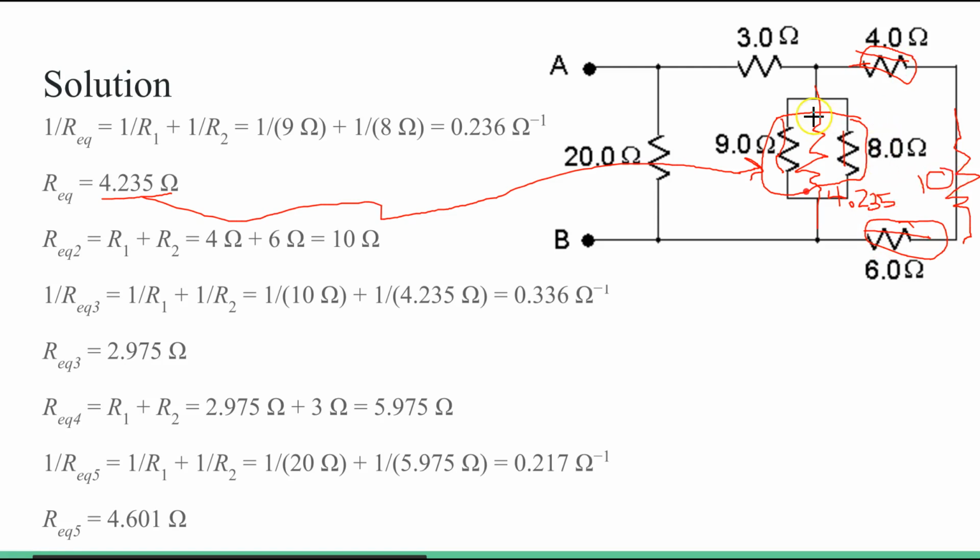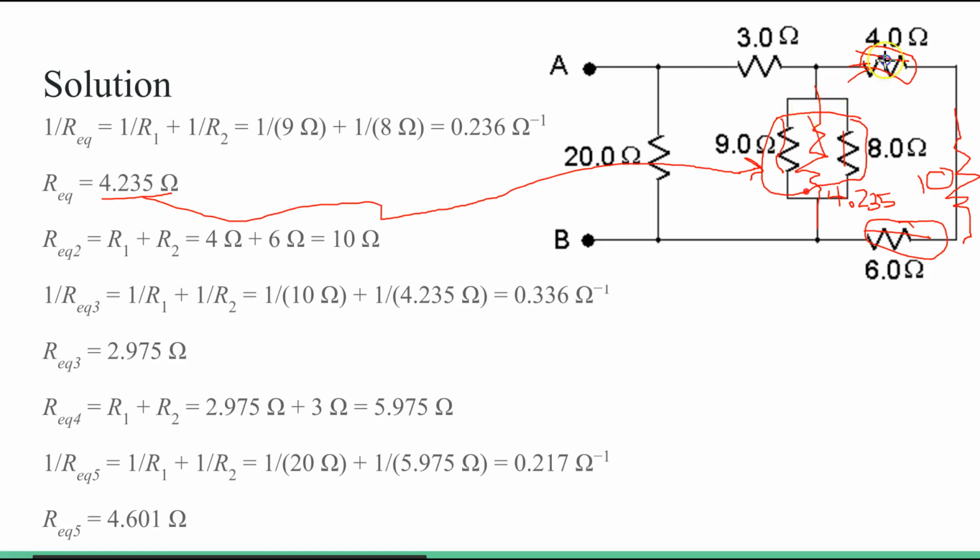So you have 10 ohms and you have 4.235 ohms and they're in parallel. So we can combine those together, and you get 1 over the third equivalent resistance equals 1 over R1 plus 1 over R2, and if you substitute in all the values, that equals 0.336 inverse ohms. Again, just a unit, and you get the third equivalent resistance to be 2.975 ohms.